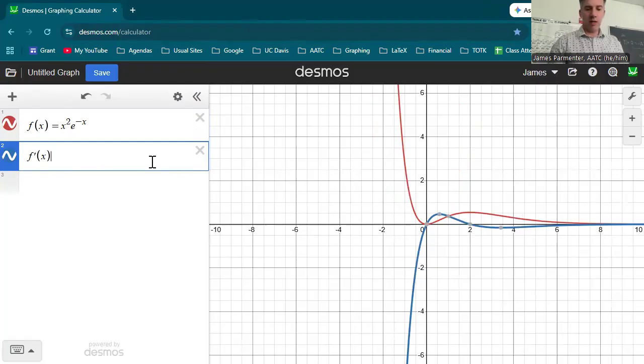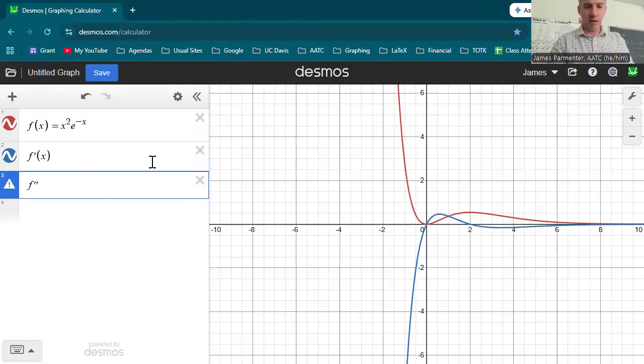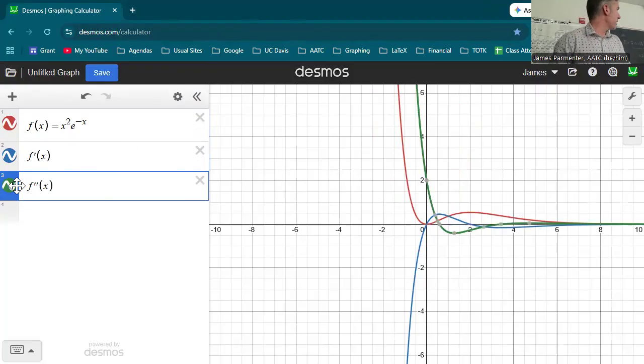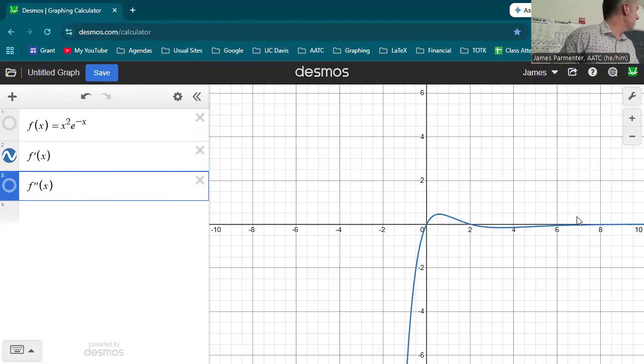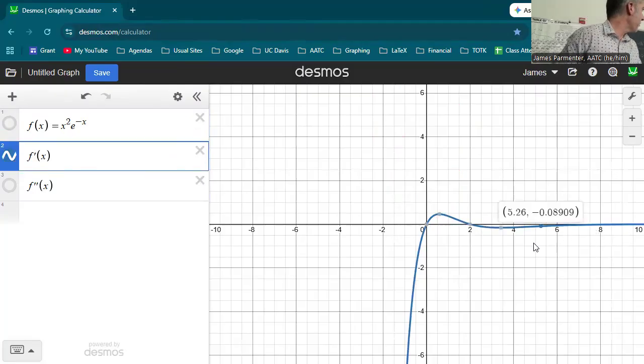Kind of cool. And if you wanted, there's what the second derivative looks like. So what this tells me, if I turn this one off for a second, is that my first derivative is negative left of 0, positive between 0 and 2, and I think it crosses again somewhere over here. It's hard to tell.